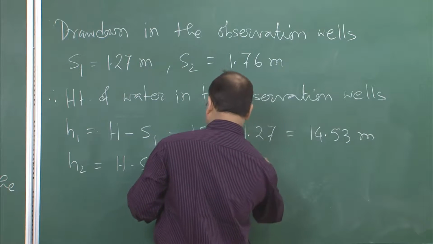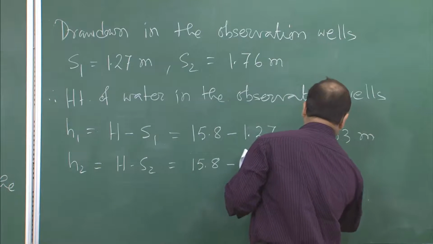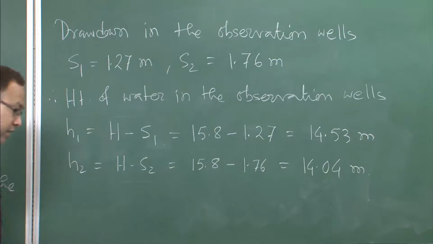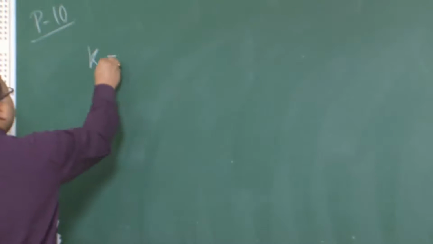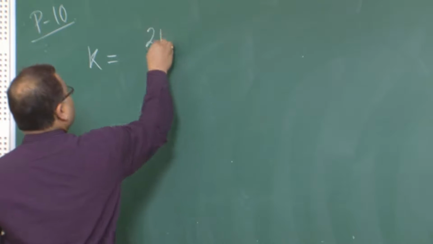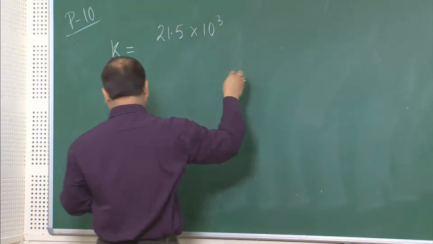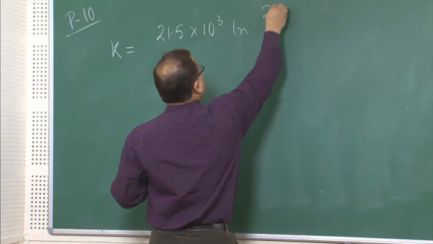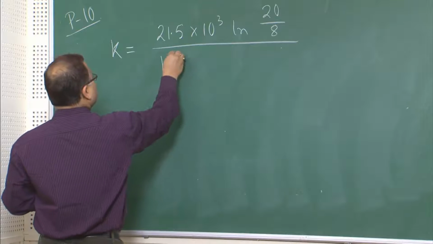15.8 minus 1.76, which is equal to 14.04 meter. Now, we will put all these things in the previous expression of coefficient of permeability. So, K can be obtained as 21.5 into 10 to the power 3 ln 20 by 8 divided by 10 to the power 6.